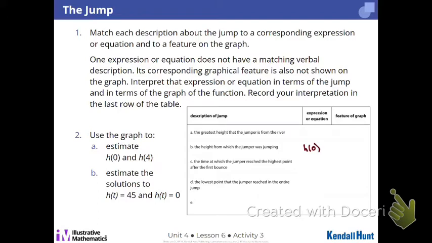Which means where is the jumper after 0 time, right? And what's the feature of the graph for h of 0, Sean? The vertical intercept. We also call that the y-intercept, right? Okay. So there's the second row.